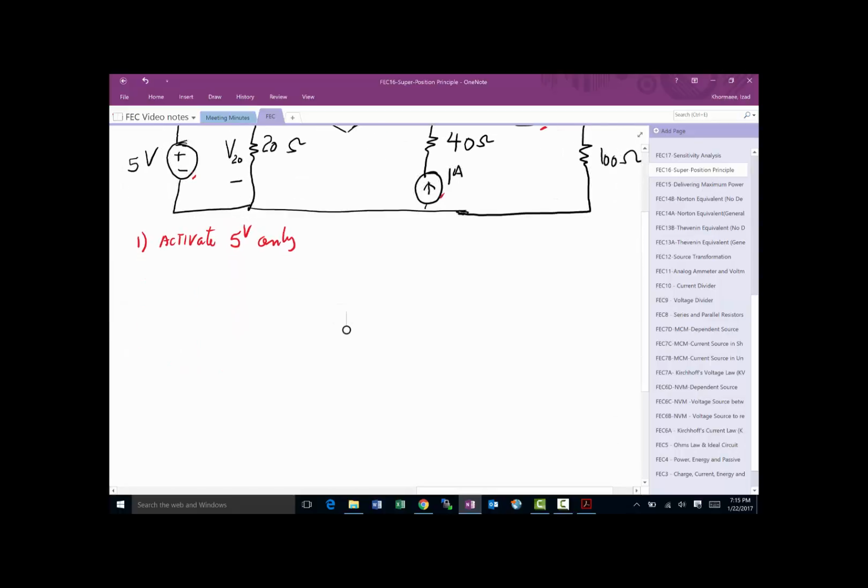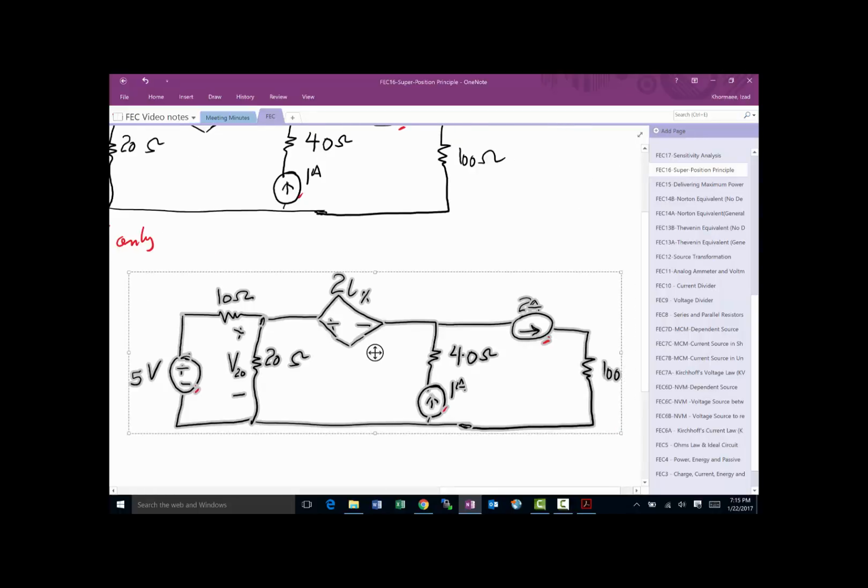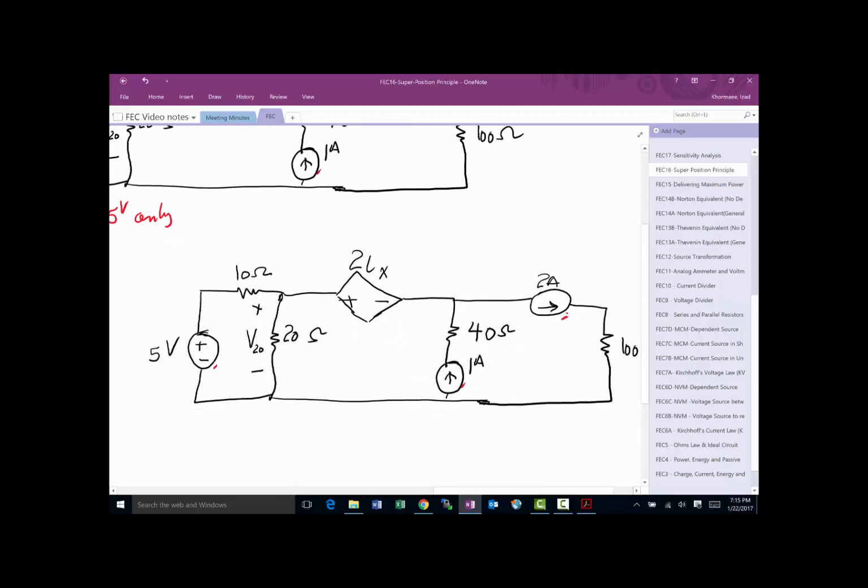Okay, so first we're going to activate the 5 volt source, and that means we will have to deactivate everything else. So what do we do when we deactivate a voltage? I'm sorry, this has to stay activated. So this is the one we are actually looking at right now. We're going to deactivate this source, which basically means I has to go to zero. In order for I to go to zero, we have to take it out and create an open. So there's going to be an open here. And this one is deactivated too, which means this is going to be an open.